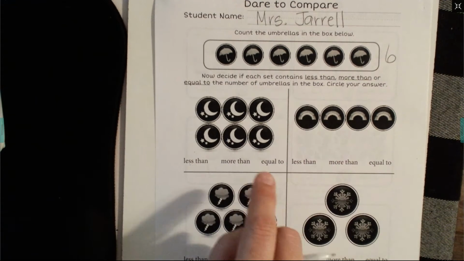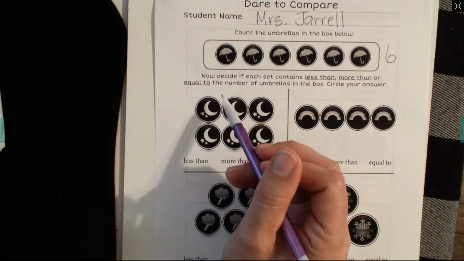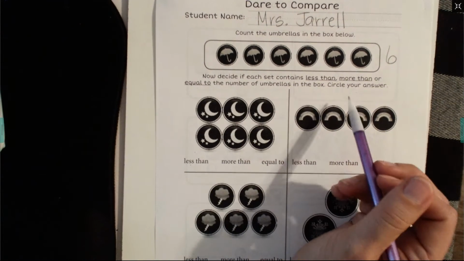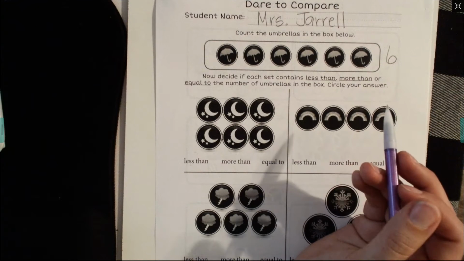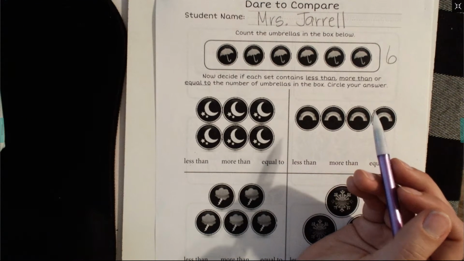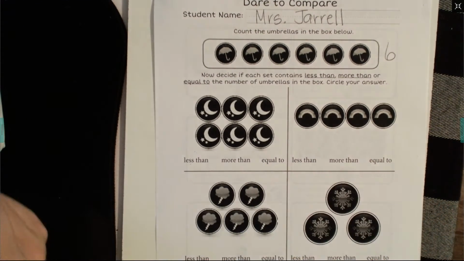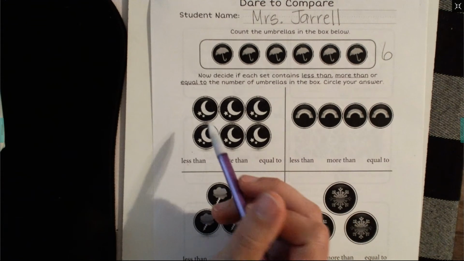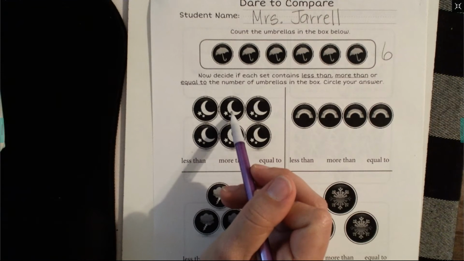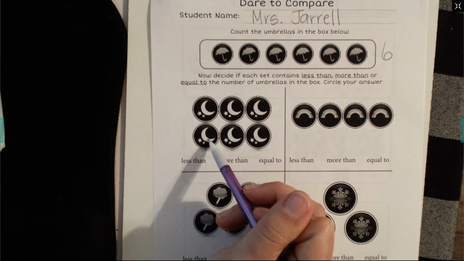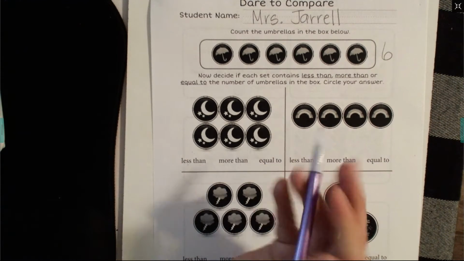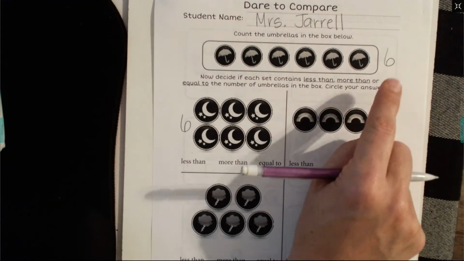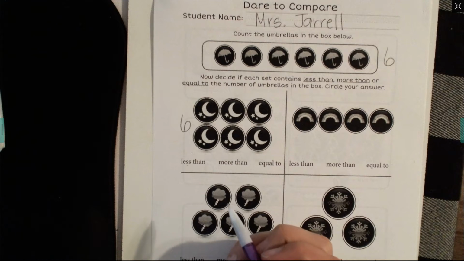Now we're going to go down to our next sets, and our directions say, now decide if each set contains less than, more than, or equal to the number of umbrellas in the box, and circle your answer. So let's start by looking at our moons and counting the moons. 1, 2, 3, 4, 5, 6. So we have 6 moons and we have 6 umbrellas.